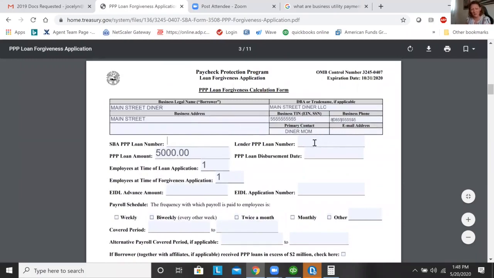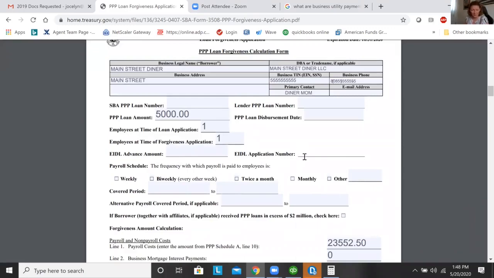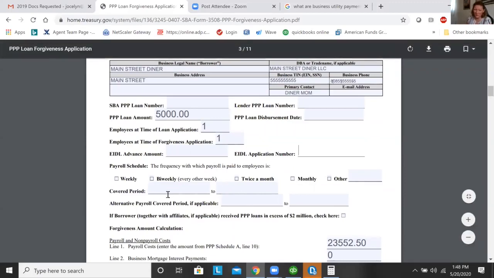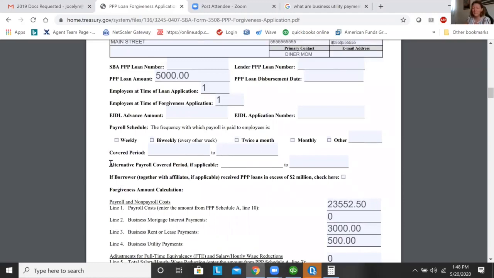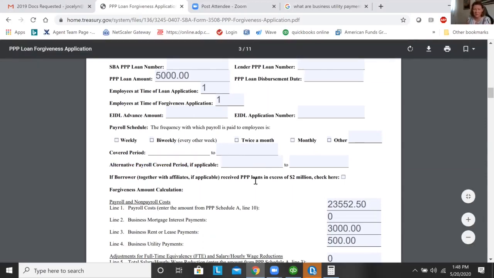You still have to fill in all of this information. The date that you received the money goes here. The EIDL advance goes here, if you applied for that. If you didn't apply for it, you don't have to put anything there. The EIDL application number is here. When you pay yourself, your covered period is the day you received your money plus 56 days. Otherwise, there's an alternative period, but you wouldn't really have that. You don't have an alternative period because you're self-employed.